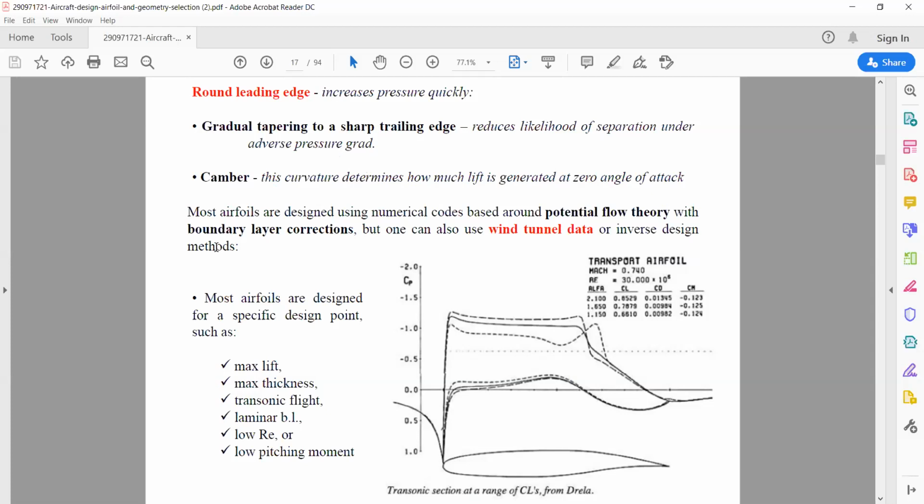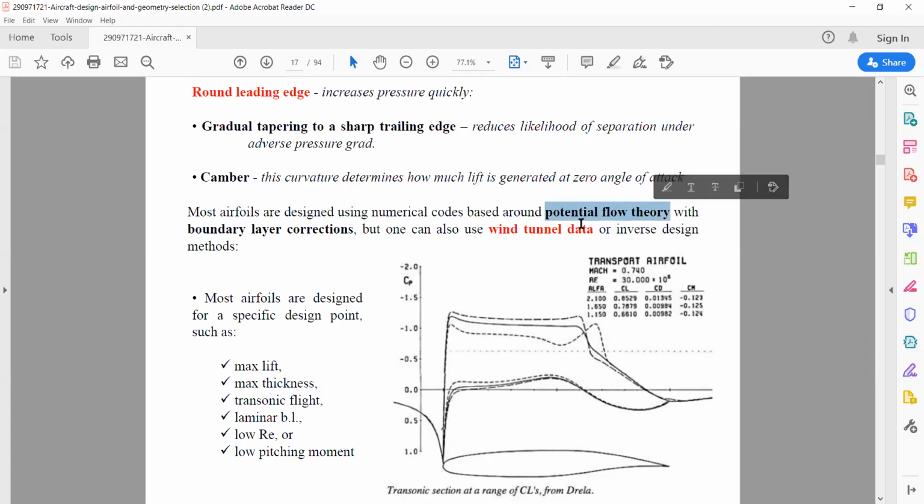And most airfoils are designed using numerical codes based on potential flow theory. Please make a note of it, potential flow theory, and read it. If you are not understanding, let me know. Most of the airfoil designs are numerical codes in CFD. The coding we will be doing will be done mainly on this theory, called potential flow theory. Please make a note of it and go through it. If you are not understanding, let me know.